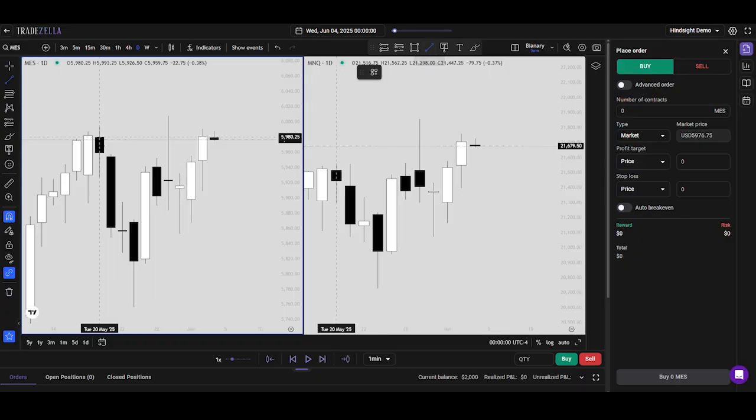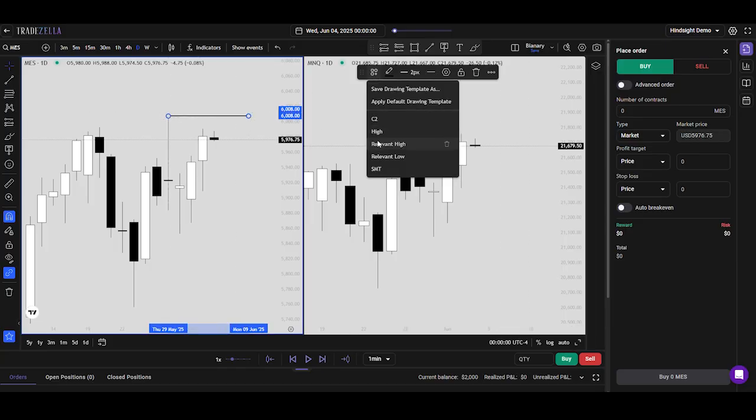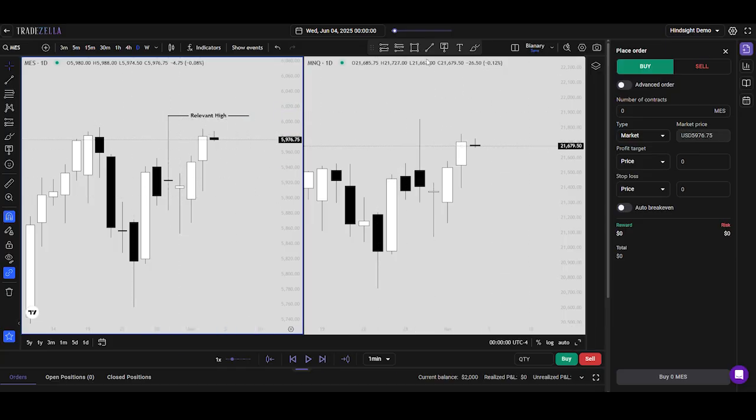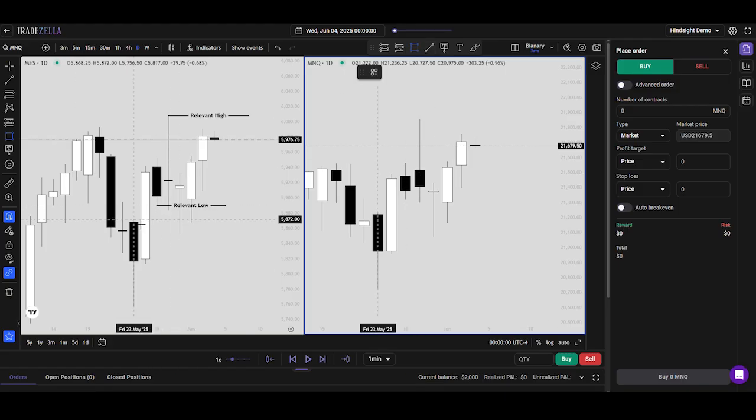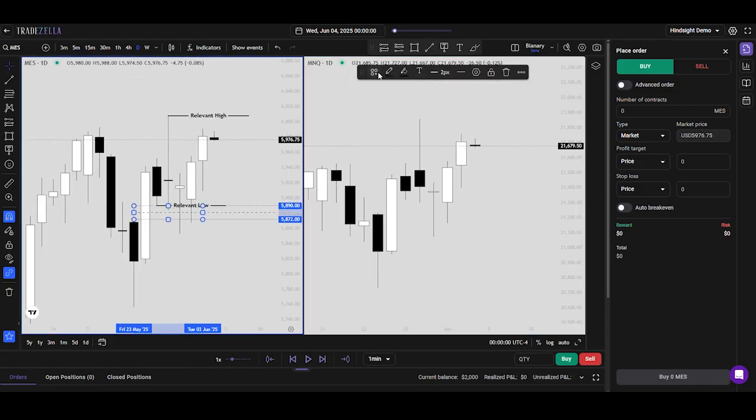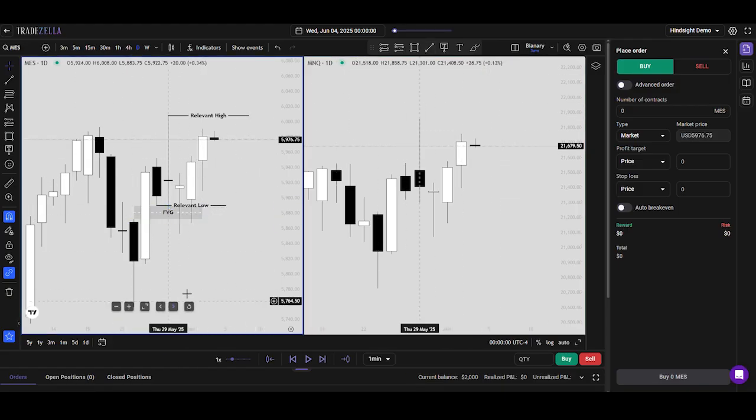To start, I mark out liquidity. What is the important liquidity and what do I see? So this line right here, I would consider this to be a relevant high. Down here, this fair value gap, I would consider that to be a relevant low. I would also mark this to be a fair value gap. So we've got a fair value gap, we have a relevant low.